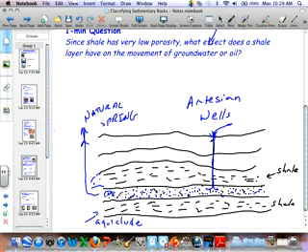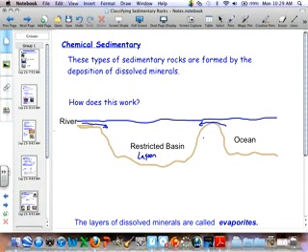All right, let's talk about chemical sedimentary rock. Guys, this is a big test question I'm going to ask you. How do evaporites form? Okay, this is a really big test question. Not evaporates, evaporites. Okay, the types of minerals.